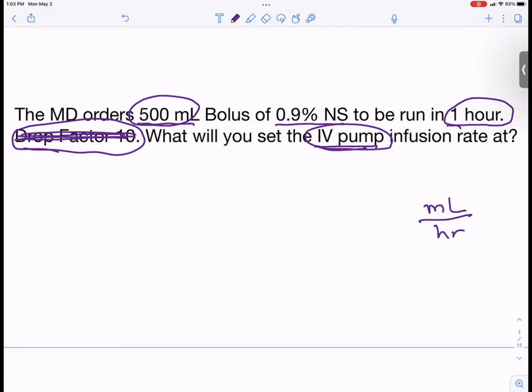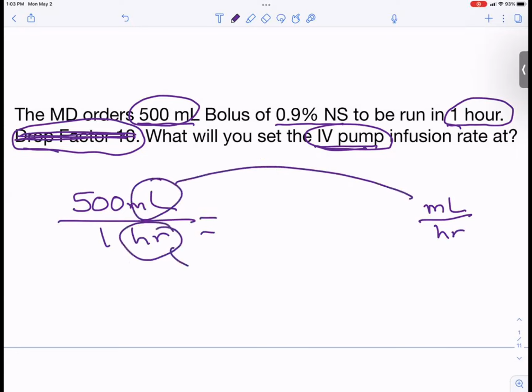My volume is, he wants 500 milliliters, and he wants that run in 1 hour. I have milliliters in my numerator, hour in my denominator. So now it's just math. 1 divided into 500. We're going to set that pump to run at 500 milliliters an hour.